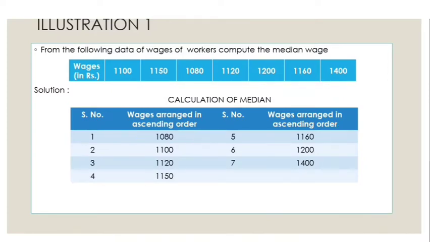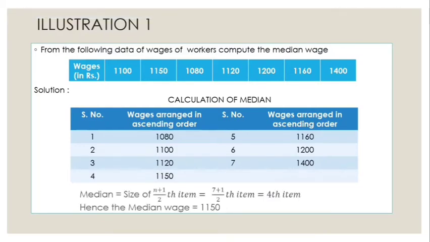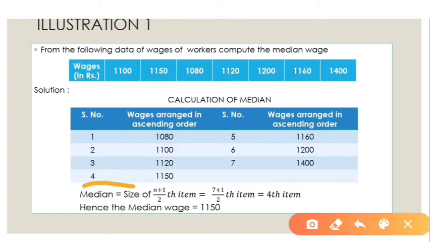Now after this, we have to calculate the number of terms; here there are 7. Now the median will be the size of the (n plus 1) by 2 th term. Then (7 plus 1) by 2 th term is equal to the fourth item. So what's the fourth item over here? It's 1150. So the median wage will be 1150.